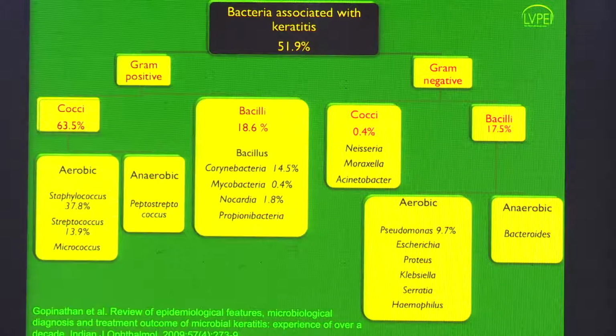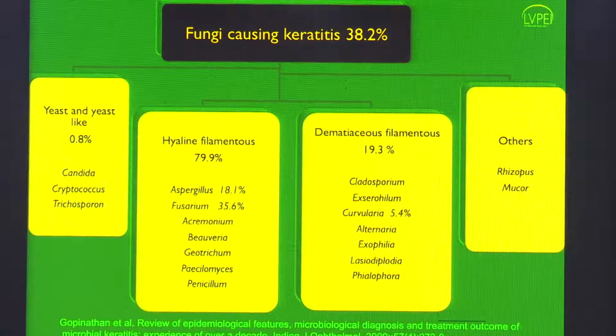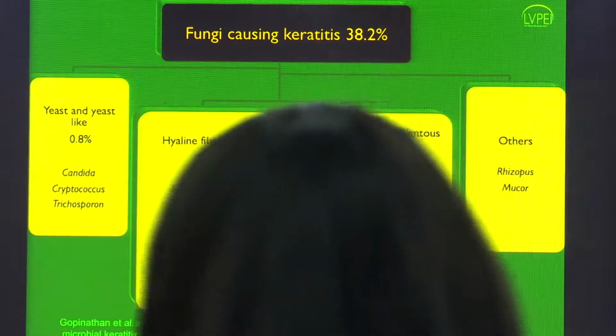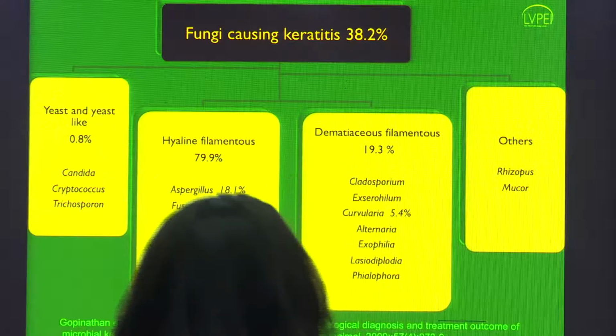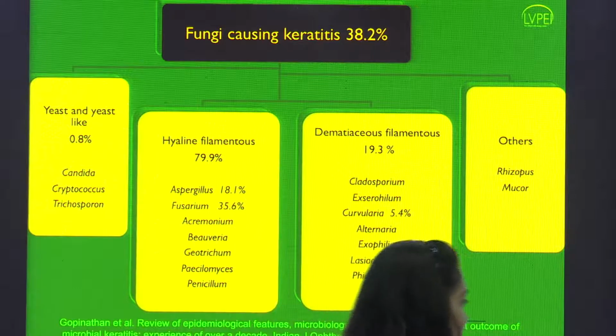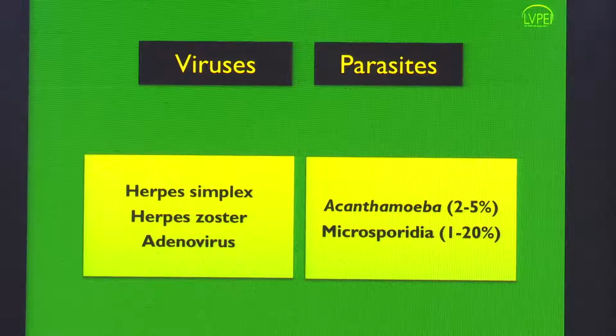The bacteria-associated keratitis, mainly we divide into gram-positive and gram-negative, and even treatment varies for the two conditions, and this slide just shows you the type of organisms that could be associated with bacterial keratitis. Fungal keratitis, again, either you have hyaline type of fungi or dematiaceous, but the treatment we have is natamycin, and I think you all know that now voriconazole is being added to that with quite a good effect. The other organisms, viruses, could be herpes and adenovirus; parasites we have already mentioned.